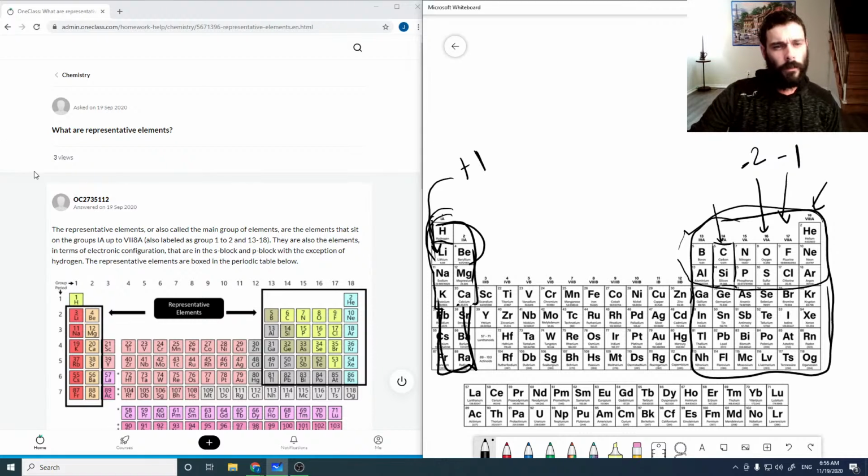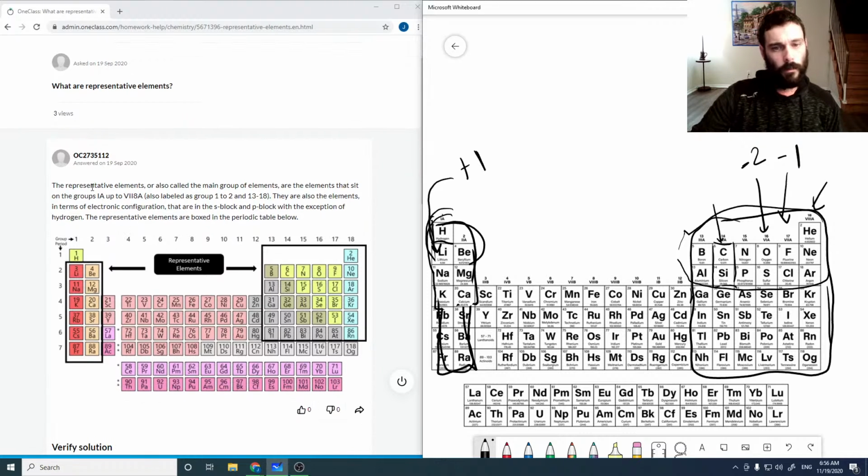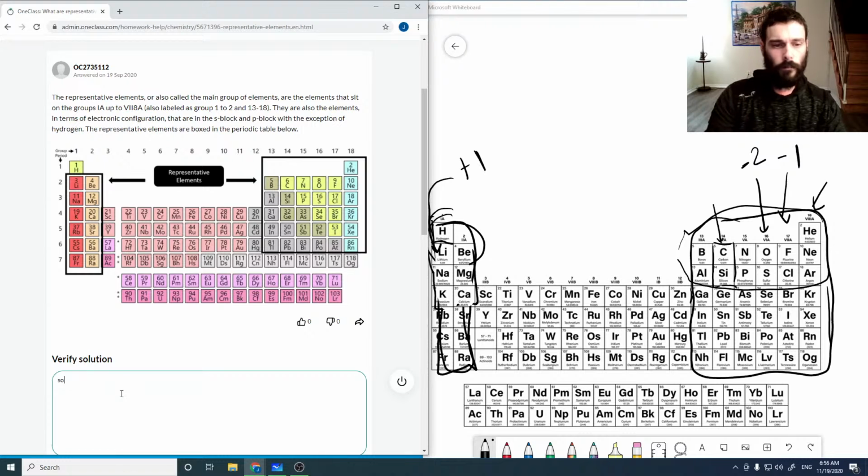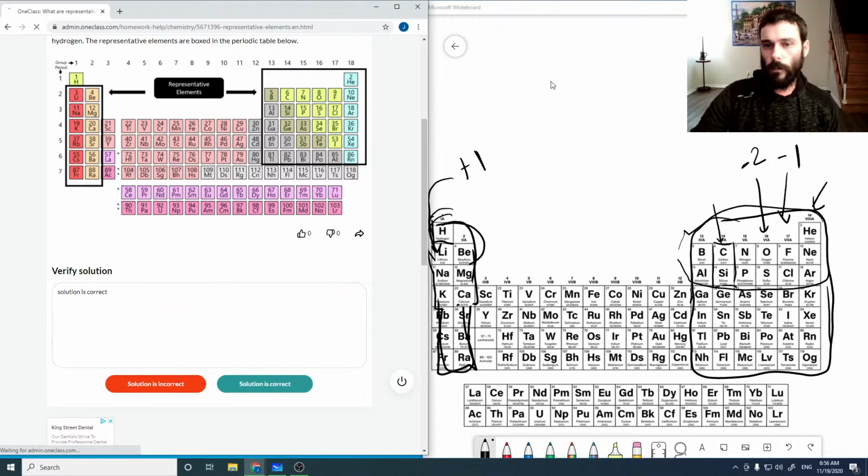Okay, so which is largely what's given here. Yeah, so basically the S and the P block. Looks good.